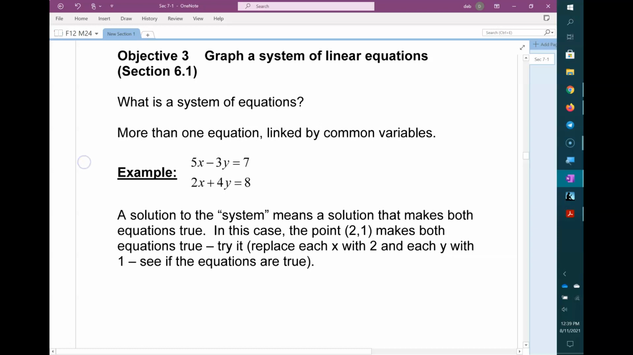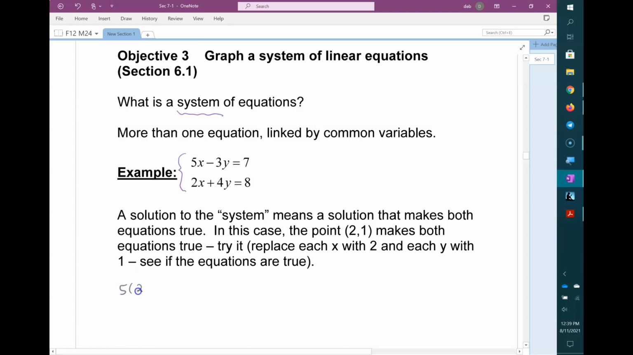Okay, then we're going to review section 6.1, systems of linear equations. So a system of equations is more than one equation, and they're linked by common variables. So if x is the number of sweaters and y is the number of coats, then x and y are representing the same thing in both of the equations. That's called a system of equations. So a solution to the system is a solution that makes both equations true. In this case, the point (2, 1) makes both equations true, and I'm going to show you how I found that.